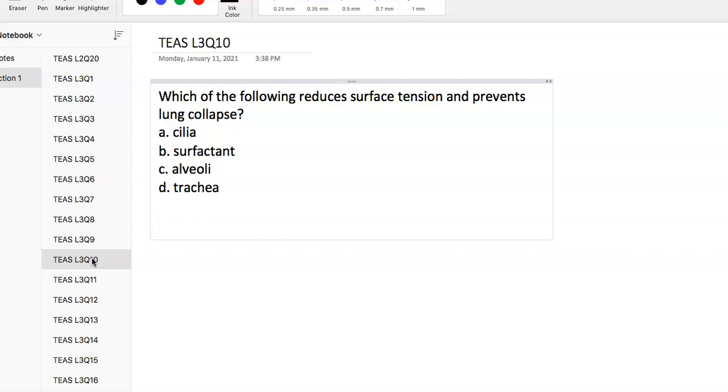Cilia moves mucus out of the lungs. The alveoli are small sacs where gas exchange occurs, and the trachea is the windpipe.